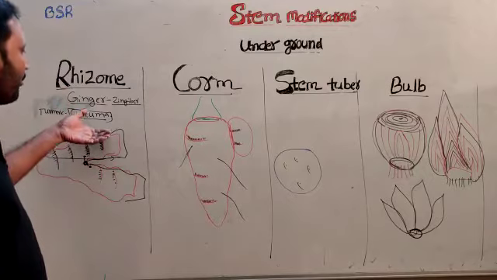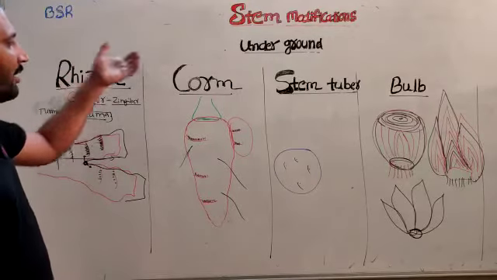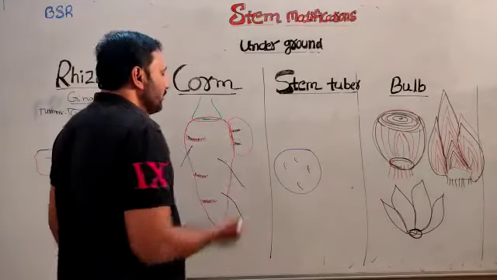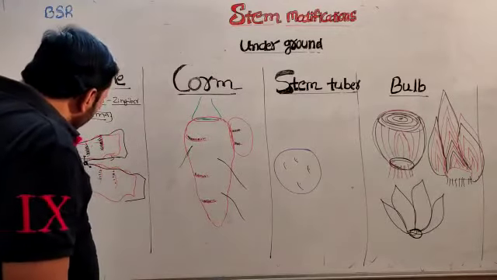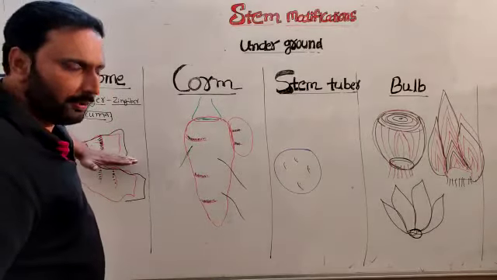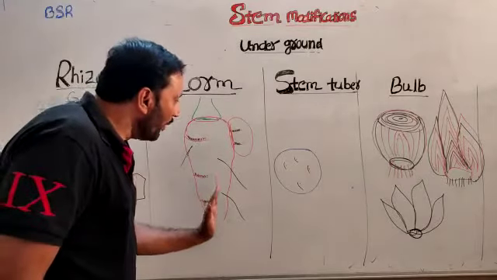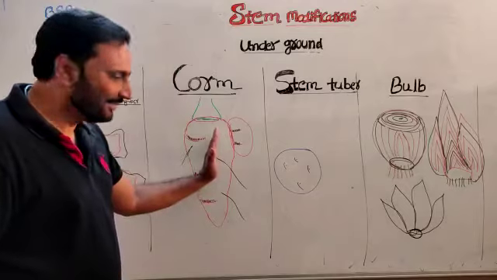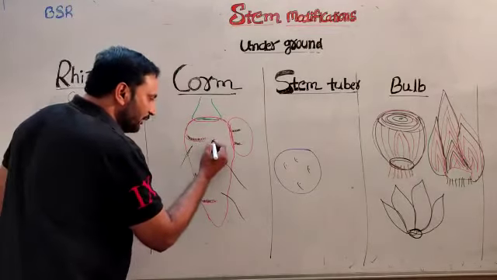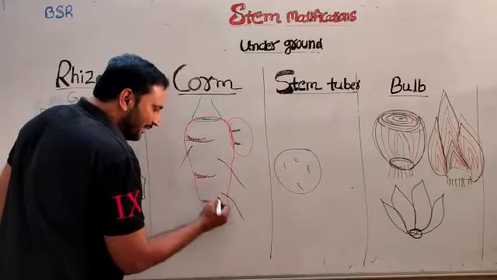So this is the character of rhizome. Later on, when you go to corm, just a difference in the corm. Here the stem is growing horizontally below the soil; here the stem is growing vertically below the soil. That is a slight difference. Here also the stem is differentiated into nodes and internodes.